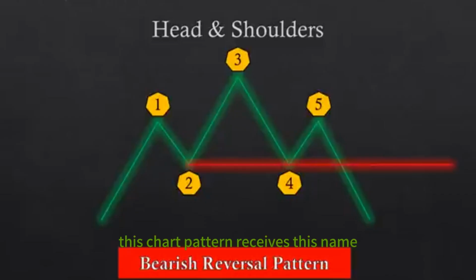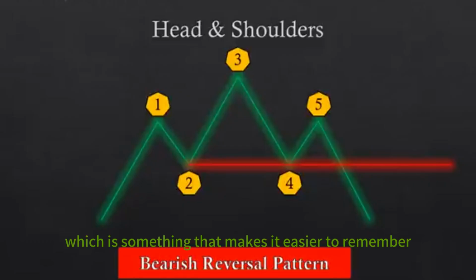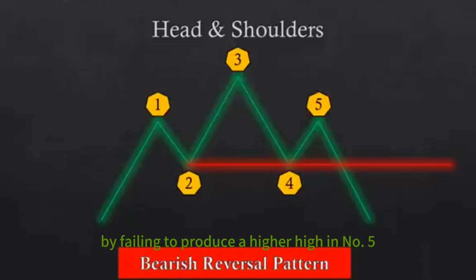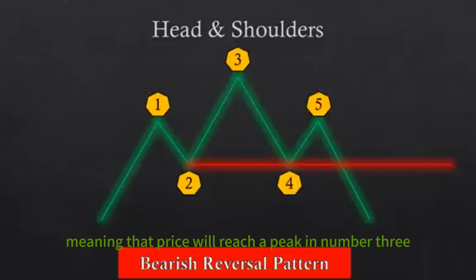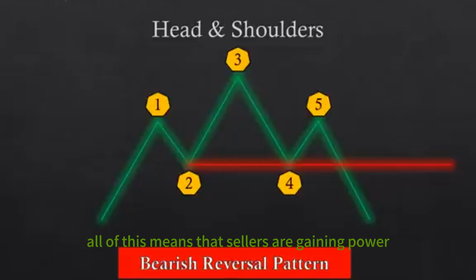This chart pattern receives this name because the price action will resemble the shape of head and shoulders, which makes it easier to remember and detect the pattern in real time. The logic behind the pattern is that price action will make a downward turn by failing to produce a higher high in number 5, meaning that price will reach a peak in number 3, and a failed attempt to surpass number 3 in number 5. All of this means that sellers are gaining power as buyers exhaust their energy.